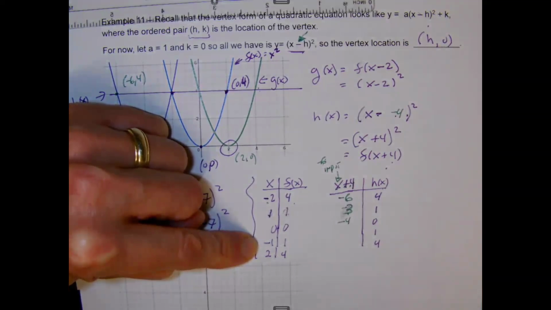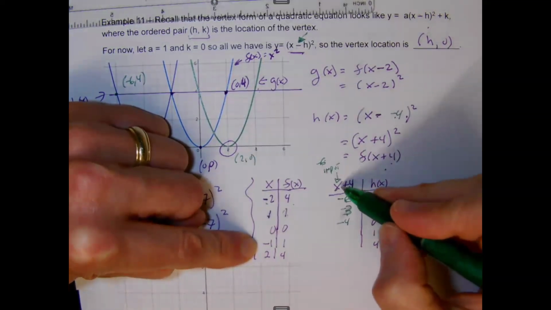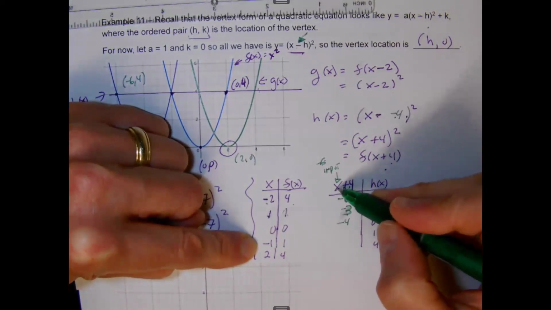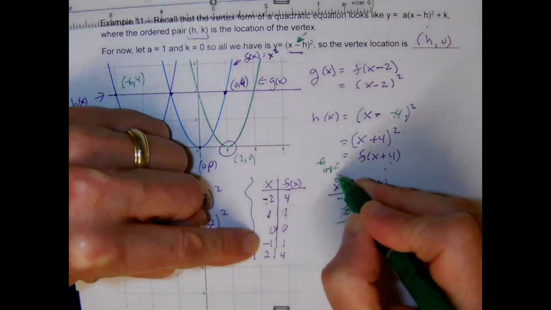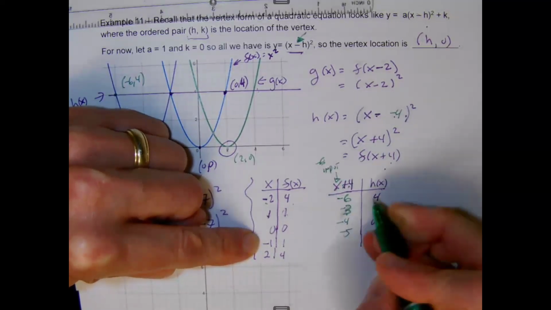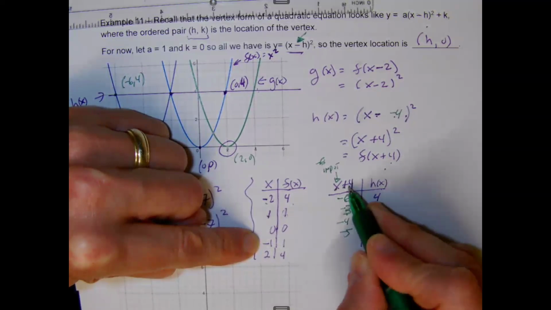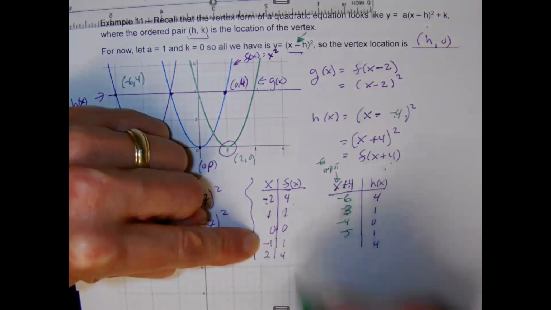I'm sorry, that -3 produces a 1. If I entered a -5, right? I want to produce a -1. Enter a -5 into this. -5 plus 4 gives me -1. -1 gives me 1.